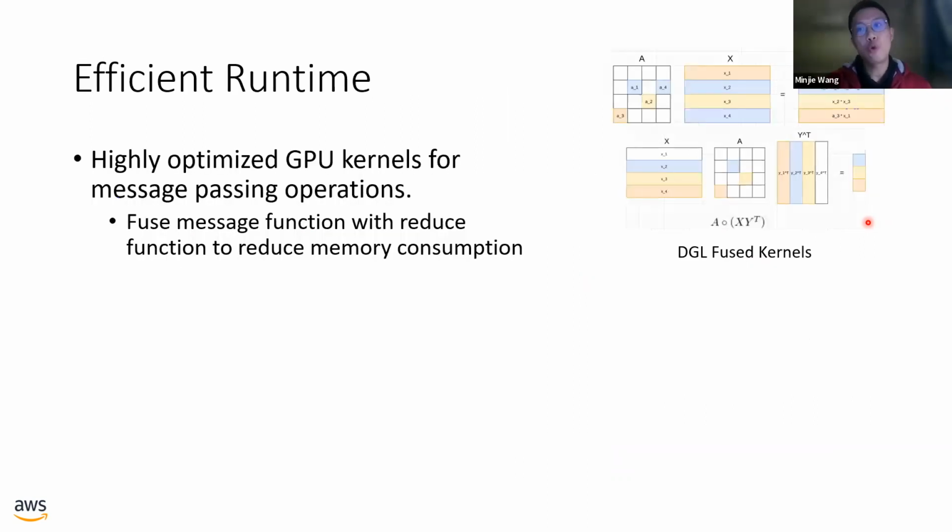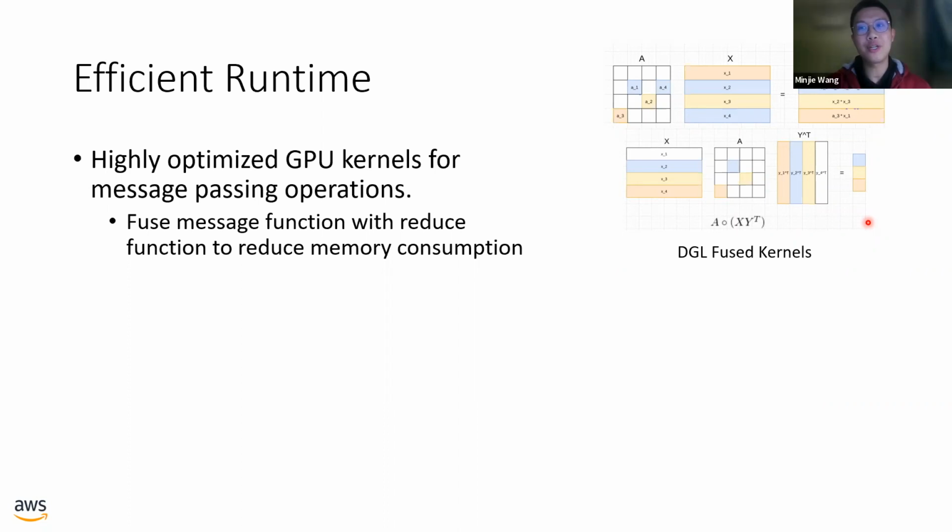Efficient runtime. We know that message passing is very important for graph neural networks, and actually it is not a very great pattern for GPU. So we need to put a lot of effort to actually accelerate it. And in DGL we have this.